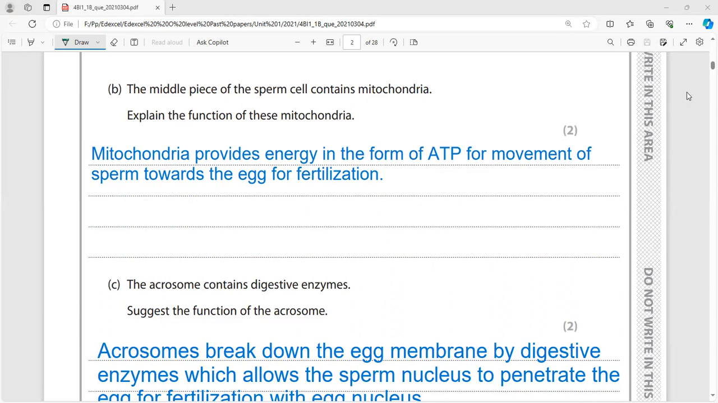Now, second question, the middle piece of the sperm cell contains mitochondria. Explain the function of these mitochondria. Mitochondria provide energy in the form of ATP for the movement of sperm to move from the cervix to the oviduct for fertilization. So here we have two keywords. One, mitochondria provide energy, and the second is for the movement of sperm toward the egg for fertilization. These are two keywords you're supposed to put, and you can use your own words.